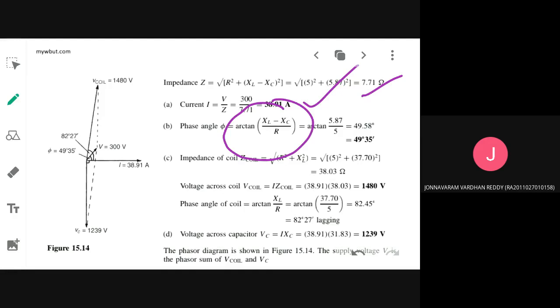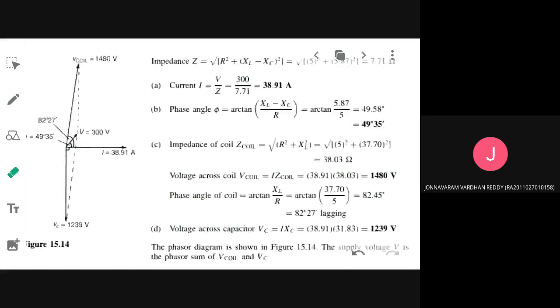The voltage across the coil, if they ask, means you have to include the resistance also. Voltage across the inductance, if they ask, means you can use the formula I into XL. But if they are asking you voltage across the inductive coil, then you have to find out the impedance of the coil along with the resistance, and then solve for voltage across the coil. Refer to the stepwise procedure. Voltage across the coil, if they ask, means they have found out R square plus XL square. Then only they have found out voltage across the coil, not only I into XL.